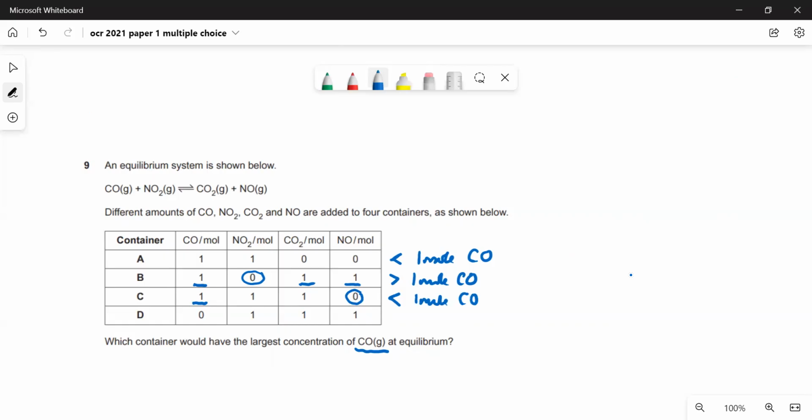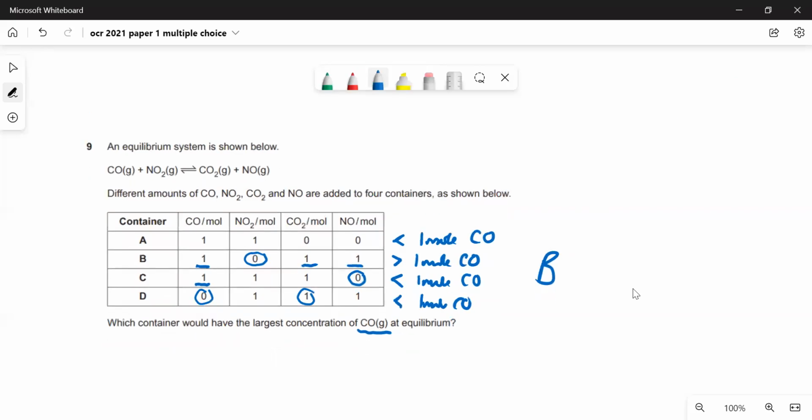Let's see what happens with D. Right, D, we haven't got any CO. So the equilibrium is going to go backwards, and so we're going to have more than 0, but we can't have as much as 1, because if you did have 1 mole of carbon monoxide, we'd have to use up all the carbon dioxide, and that's not going to happen because we've got to have some products. So that's going to be less than 1 mole of CO as well. So our only possible answer there is B. I can't remember seeing a question like that before. It's quite interesting.